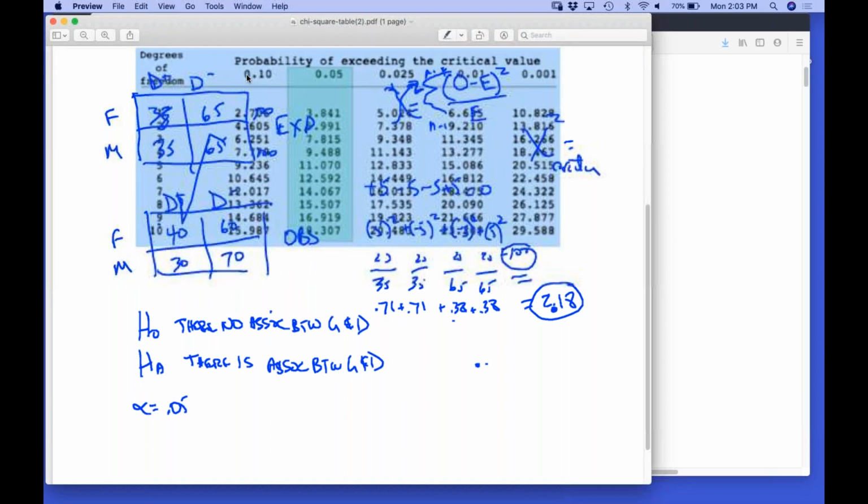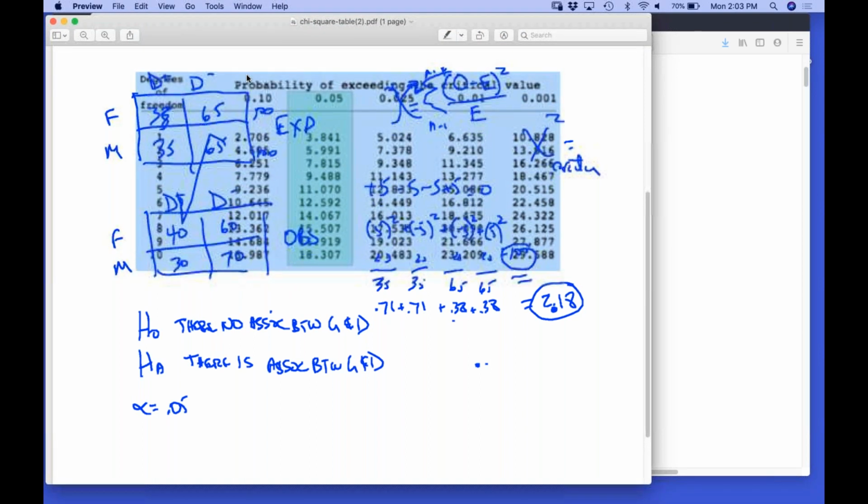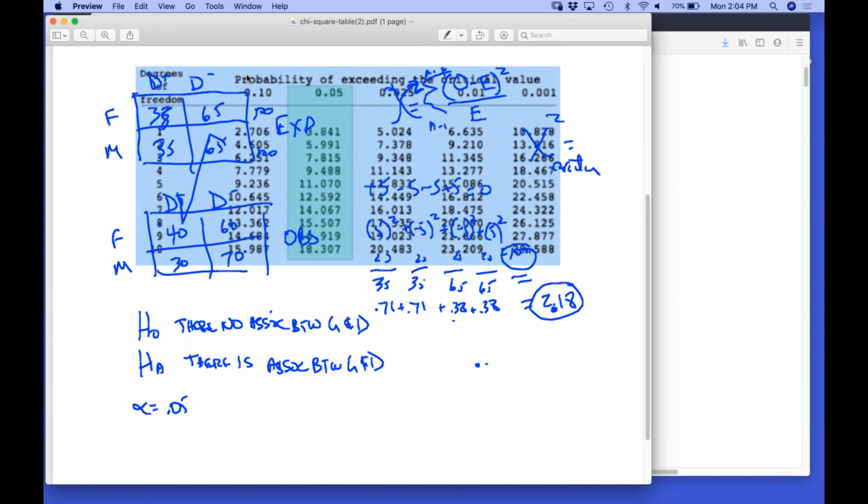The degrees of freedom for the chi-square test is the number of rows minus 1 times the number of columns minus 1. So how many rows do we have? 2. Minus 1 is 1. How many columns do we have? 2. Minus 1 is 1. 1 times 1 is 1. So we have 1 degree of freedom. That's the definition of our degrees of freedom for chi-square. So we're only dealing with 1 degree of freedom.